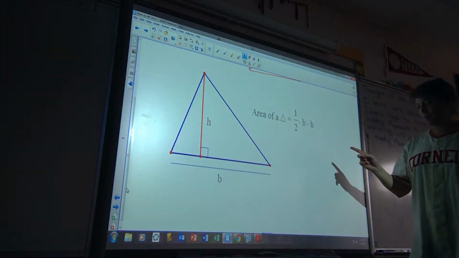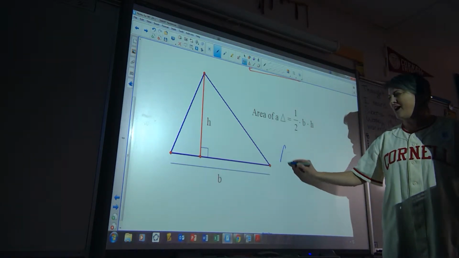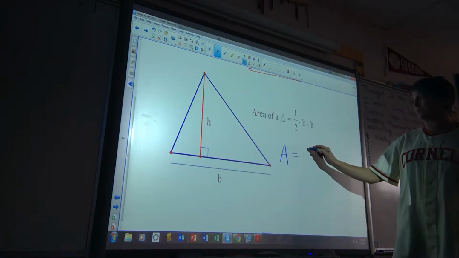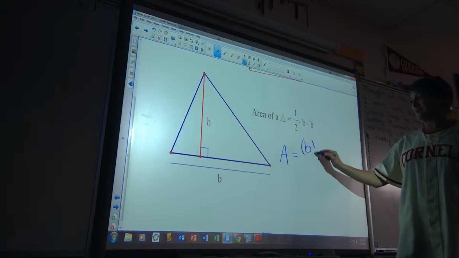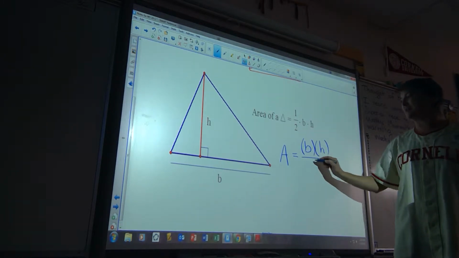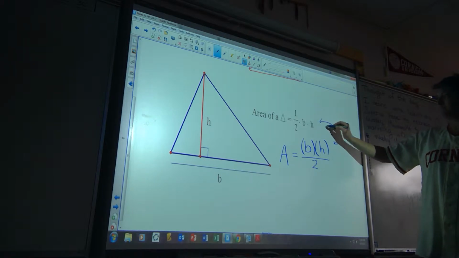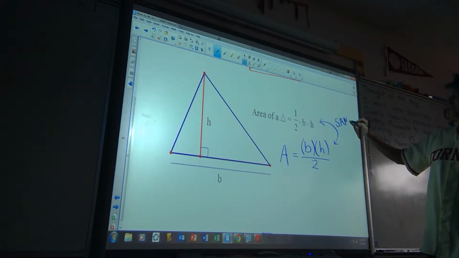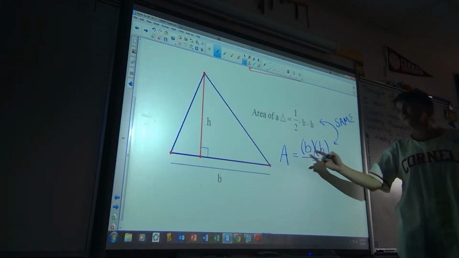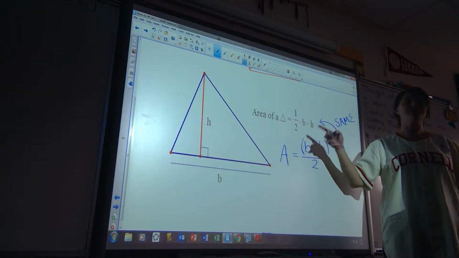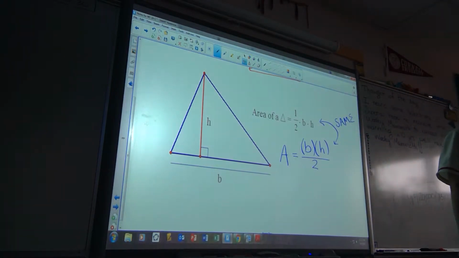I do want to let you know that sometimes I prefer to write the formula like this: base times height divided by 2. Okay, these are exactly the same. So I just don't want you to get confused if I do divide by 2 instead of multiply by 1/2. Those are the same.